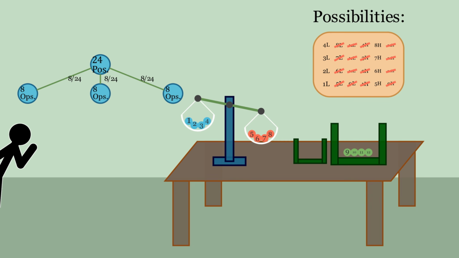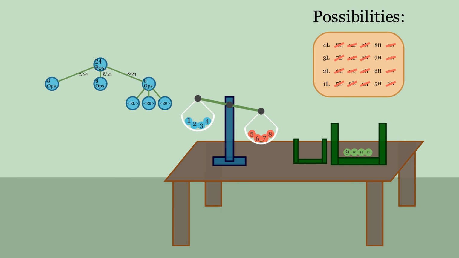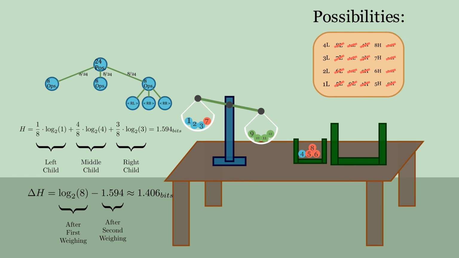We need to place 4 coins on each band of the scale. It doesn't really matter which ones, so let's weigh coins 1 through 4 against 5 through 8. Moving on to the second one, for each child, we want to find the weighing that reduces its entropy the most. But this time, it's more complicated because we have prior information. Different configurations of coins would differ in loss of entropy, even if they have the same number of coins.